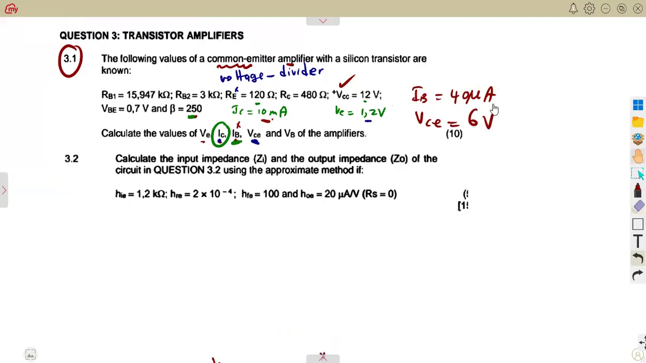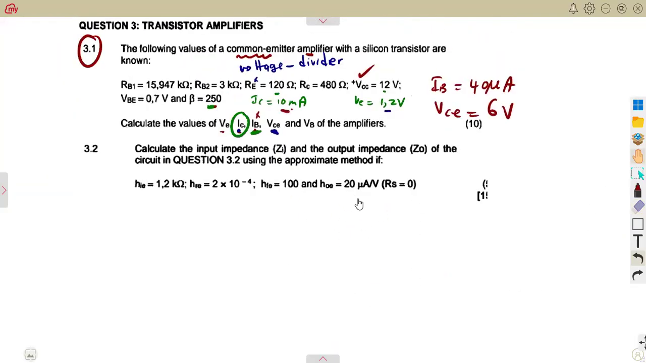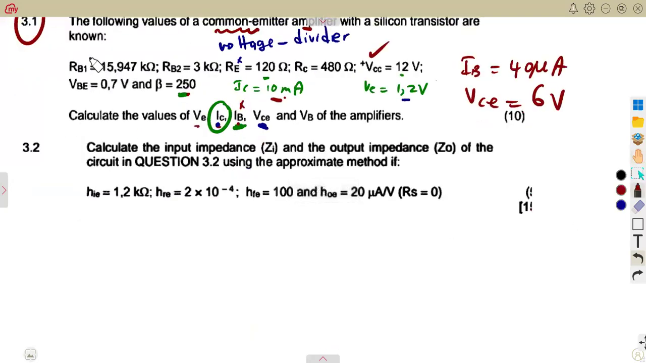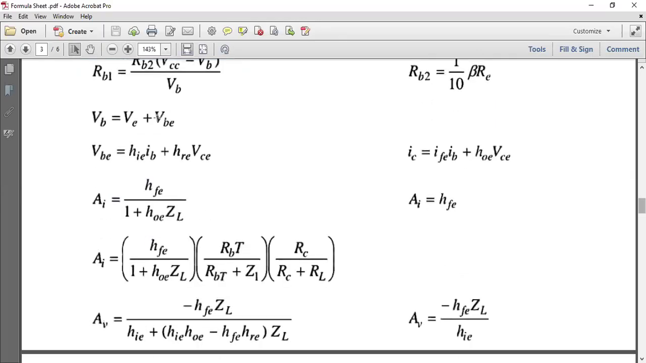The last part was to calculate VB, which is our base voltage. Because we are given RB1 and RB2, we can consider the voltage division in order to calculate our VB. There are 2 formulas actually that you can use. So I want you to get your formula sheet so that you understand this. VB can be calculated from these 2 formulas.